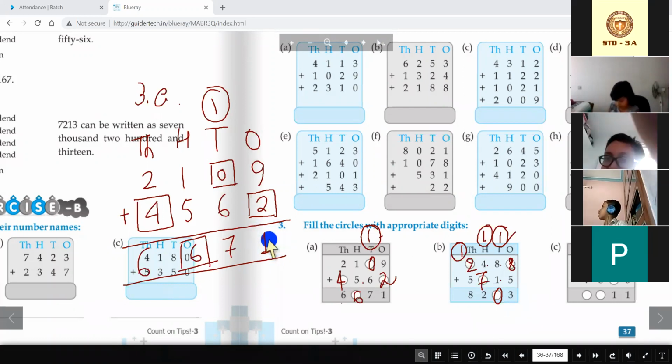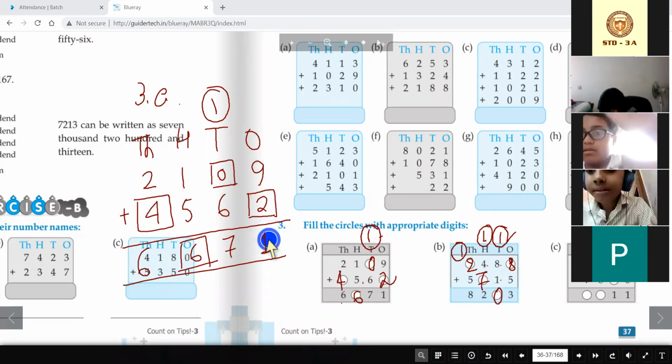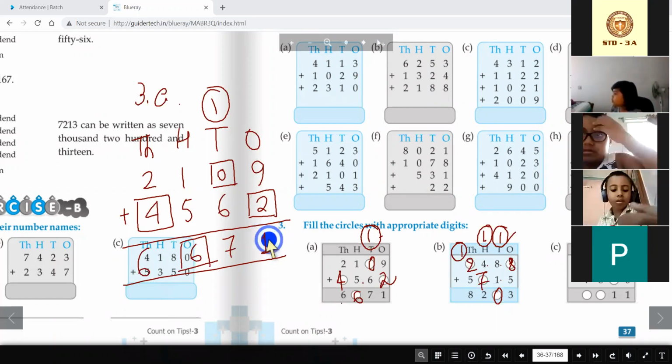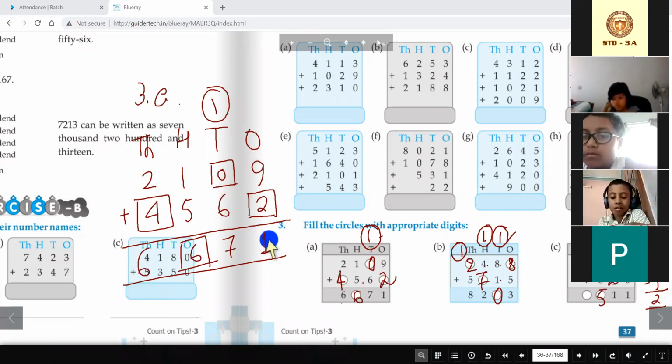So I'm just solving the C sum. In the C sum, first 11 minus 6, we will just subtract. It will come as 5. Now this 8 plus 1 is 9, and from 11 we will just subtract 9. It will come as 2. 7 plus 8 is 15, and 1 is 8, and 9.